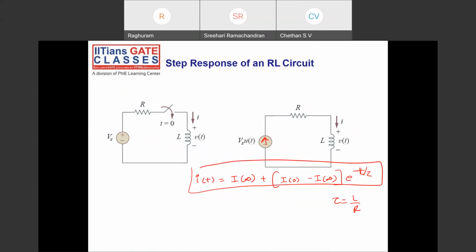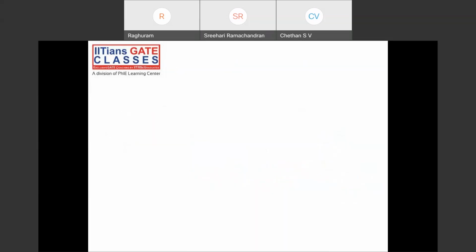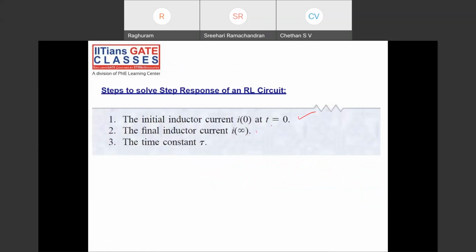Instead of deriving, I'm using the principle of duality, and this is what I'll get. I of t is equal to I of infinity plus I of 0 minus I of infinity, times e power minus t by tau, and tau is equal to L by R in case of RL circuits. I of 0 is the initial current in the inductor. I of infinity is the steady state current in the inductor after the switching action. This is before switching, this is after switching, and tau. Three steps: find I of 0, I of infinity, tau. Three steps for RL circuit also. Step response of an RL circuit.